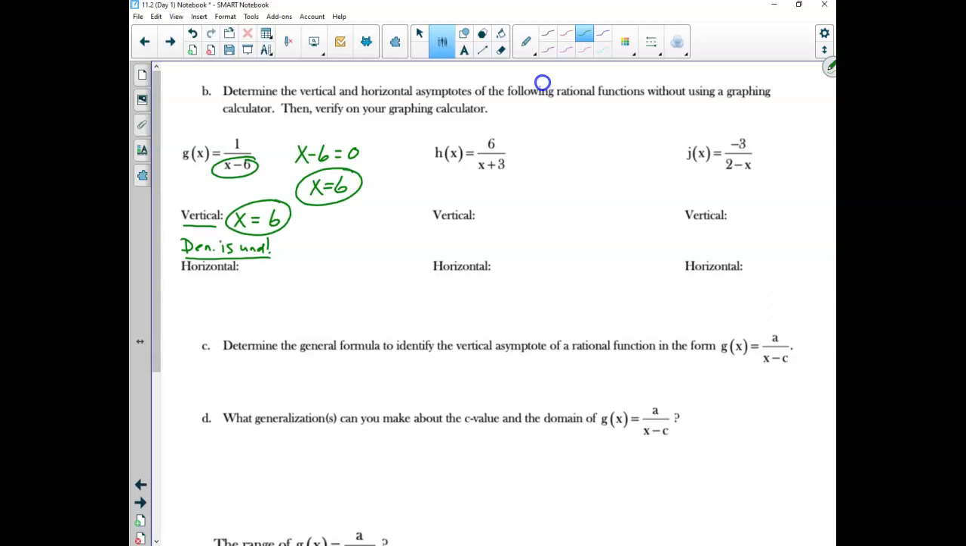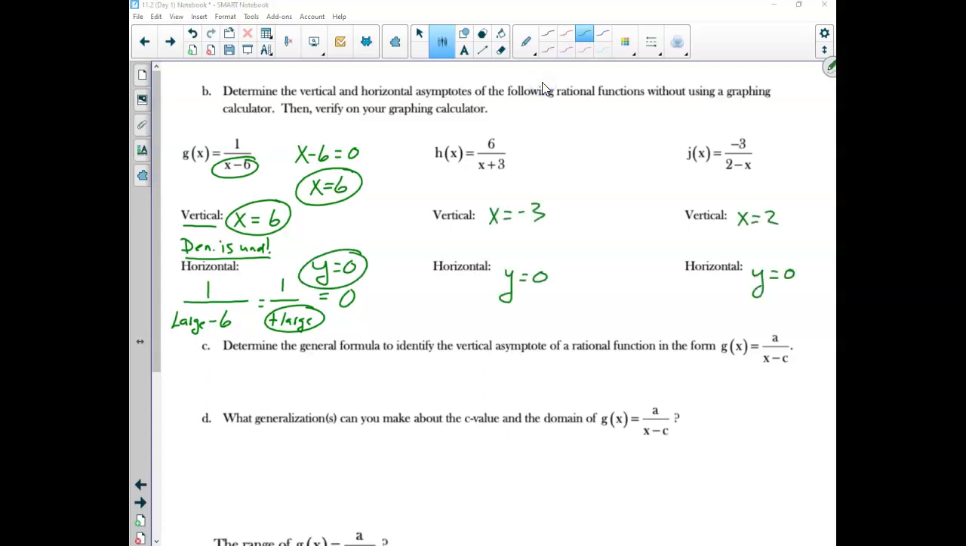For my horizontal asymptote, I'm thinking about putting a large number in and subtracting 6 from it, which gives me 1 over a positive large number. As that number gets bigger and bigger in the bottom, this gets closer and closer to 0, so my horizontal asymptote would be y equals 0. Why don't you do the next two, and I will be back with the answers.